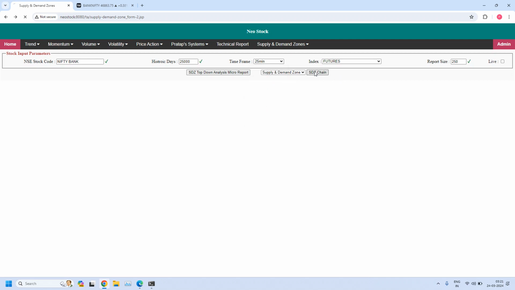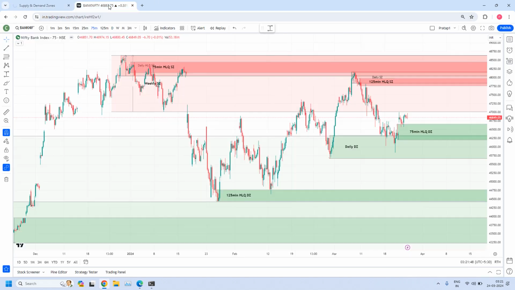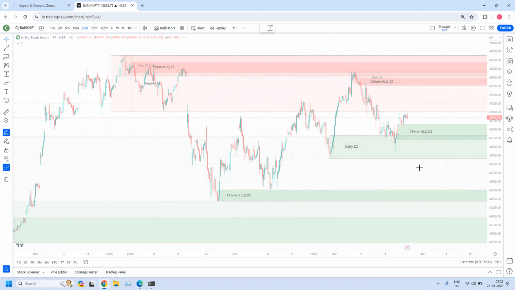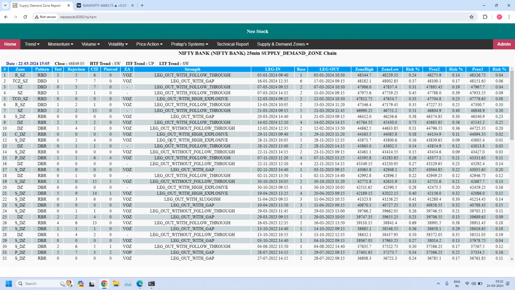I am changing to 25. I am generating the chain. Meanwhile, I will change the time frame to 25 here. Okay, so this is ready. See here, all the zones are visible to you. I am drawing only high liquidity, but you can still draw the other zones. What you need to do is just pause the video, go through all these levels and mark these levels on your charts. That way you can plan. You need not go exactly as per my analysis.